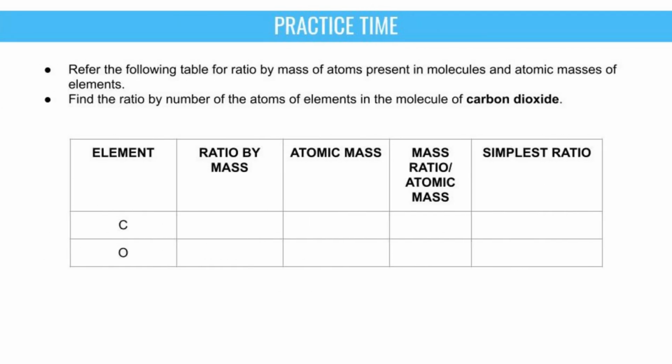Let's see how many atoms of carbon and oxygen combine to form carbon dioxide. The process is the same. First column with symbols of the elements. Second column with the ratio of their masses from the table. Third column contains their atomic masses. Then comes the fourth column with the ratio of the second and third columns.